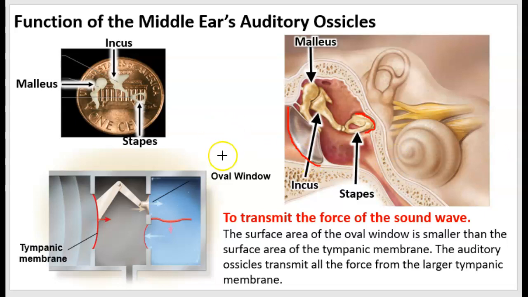So instead what we have is a larger surface area membrane called the tympanic membrane that captures the force of sound waves and causes these auditory ossicles to transmit that great quantity of force to a very small surface area. So one of the functions of the auditory ossicles is not just to press against the oval window, but also to transmit the amount of force that the tympanic membrane experienced.